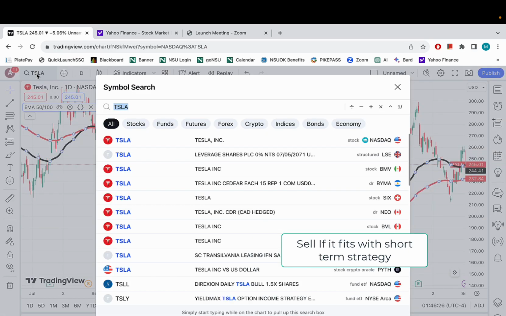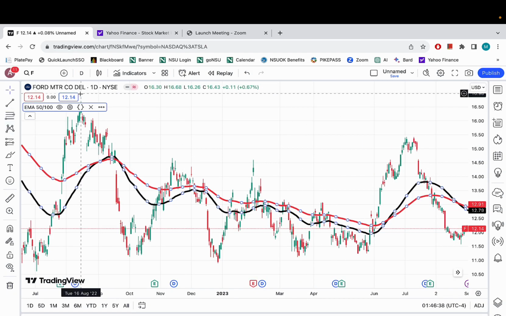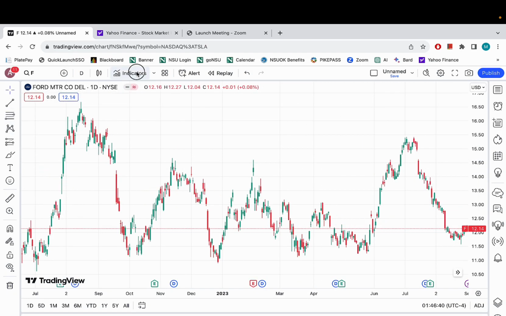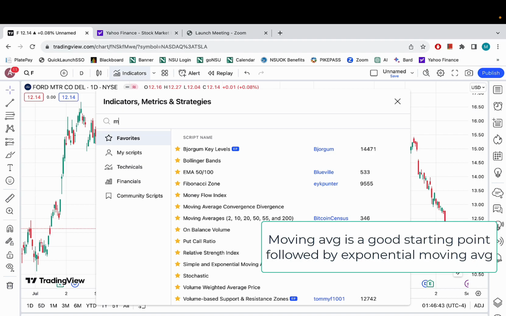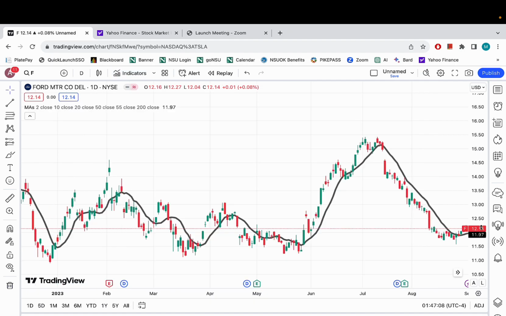Okay, now let's see some other stock. Let's say Ford Motor Company. And if we use moving average, it's always better to start with the moving average. Its current price is at 12.14, and the 10-period moving average is 11.97. So although there is not much difference, the current price is higher than the 10-period moving average, and they would consider it as a signal to buy.